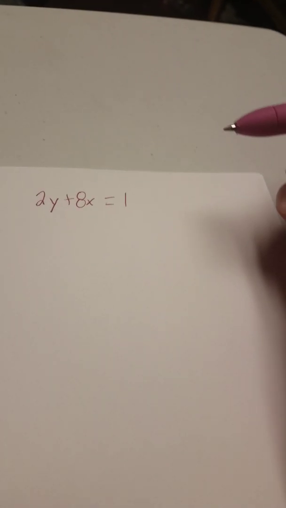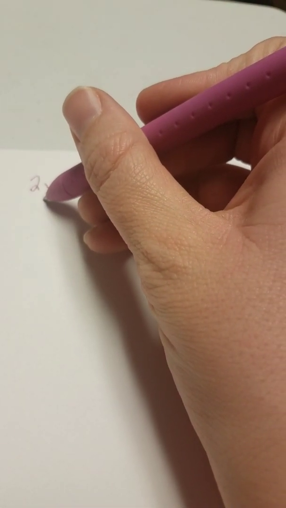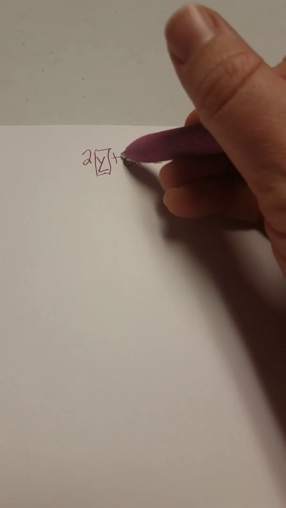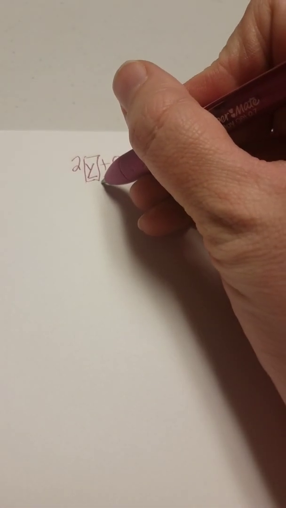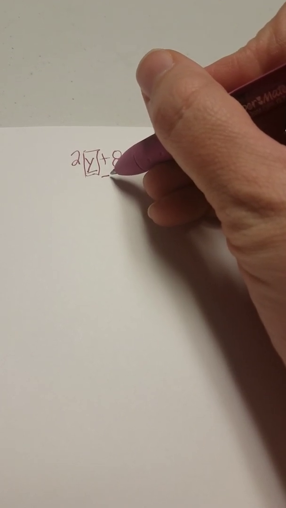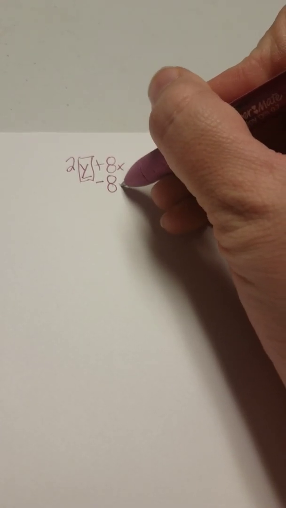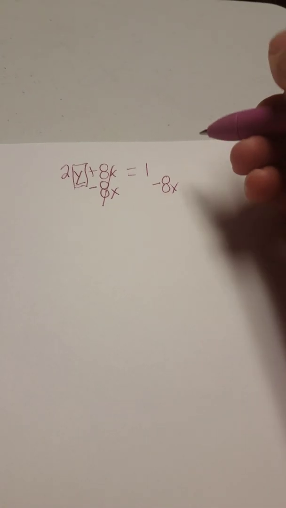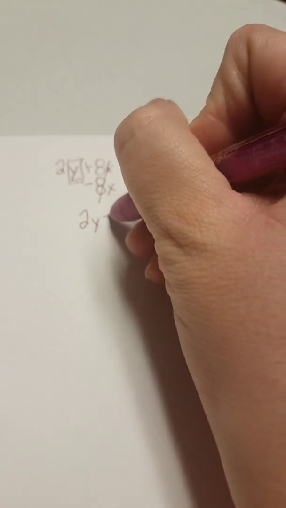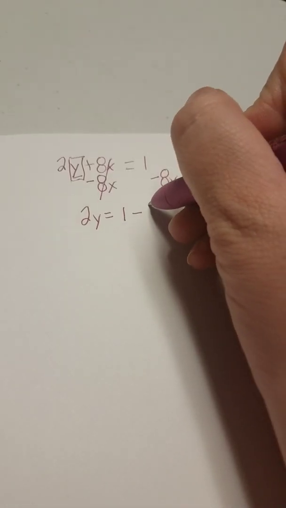Number 2. So for this one, we're going to go ahead and solve for y. Okay, so the goal is going to be to get y by itself. Before I can do that, I have to move 8x out of the way, because I've got to divide this to separate the y from the 2. And before I'm going to be able to do that, I'm going to move this 8 first. So this is addition, so I'm going to use the opposite and subtract 8x, which gives me 0 on this side, and then minus 8x on this side. So my new equation is 2y equals 1 minus 8x.